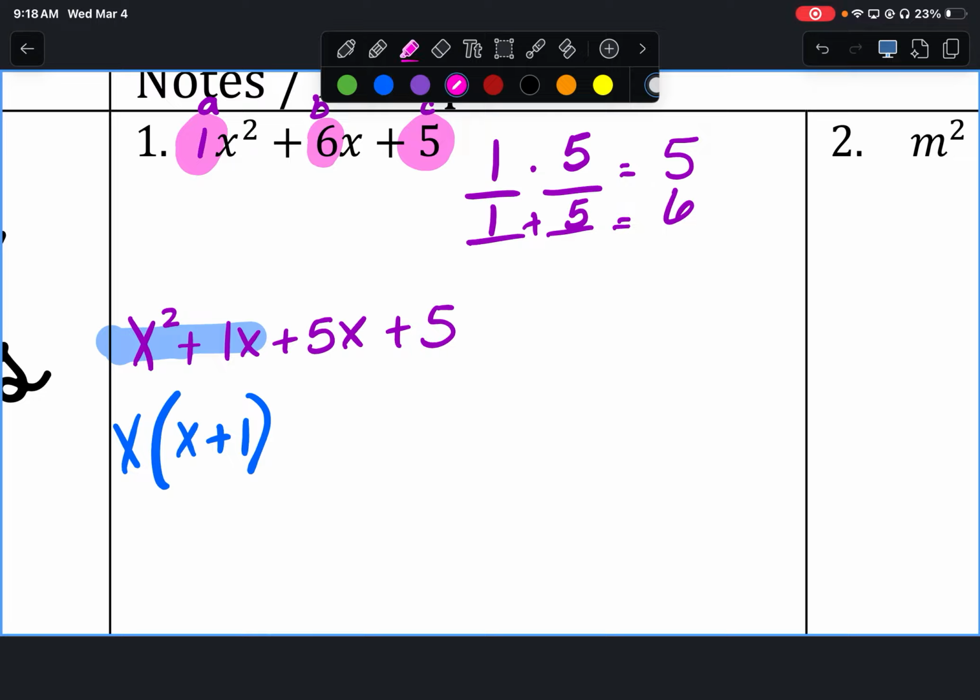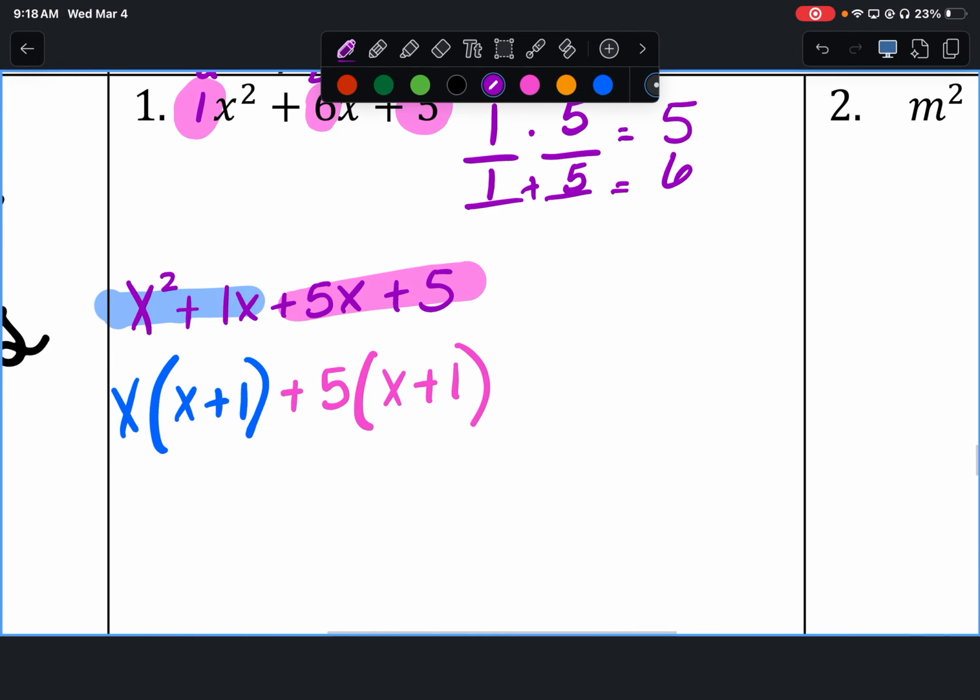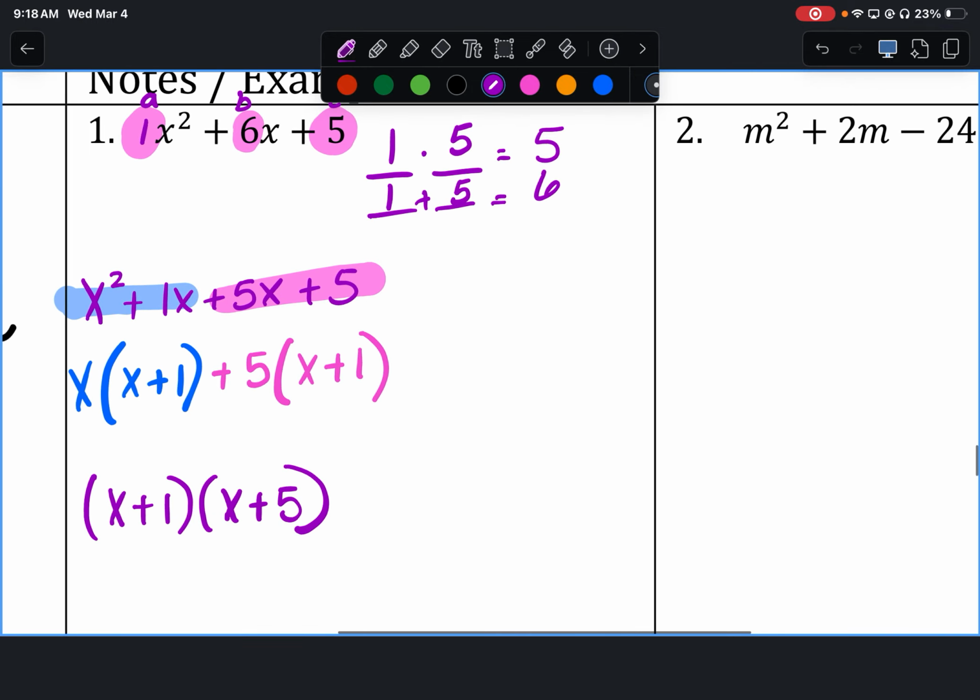For the second half of this, what is our GCF? 5. So if we take out a 5, what does that leave us with? X plus 1. All right, so what part is the same? And what part is left over? So all we're doing is the exact same thing. Just A is 1.